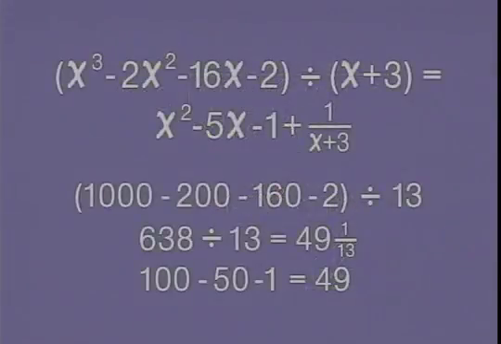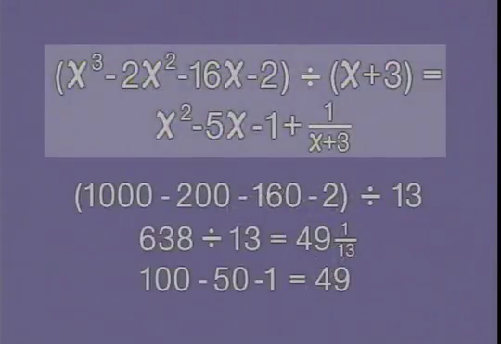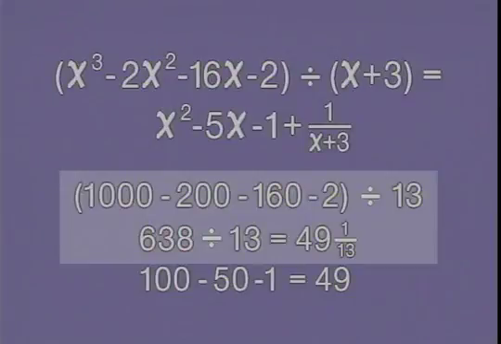The next visual, in effect, shows you what we've done. We have a division problem, and the answer is x squared minus 5x minus 1 plus a remainder of 1, which means 1 over x plus 3. At the bottom part of the visual, what I have done is replace the x with 10. Just as we checked polynomial addition, subtraction, and multiplication, we can check polynomial division by replacing the x with 10.